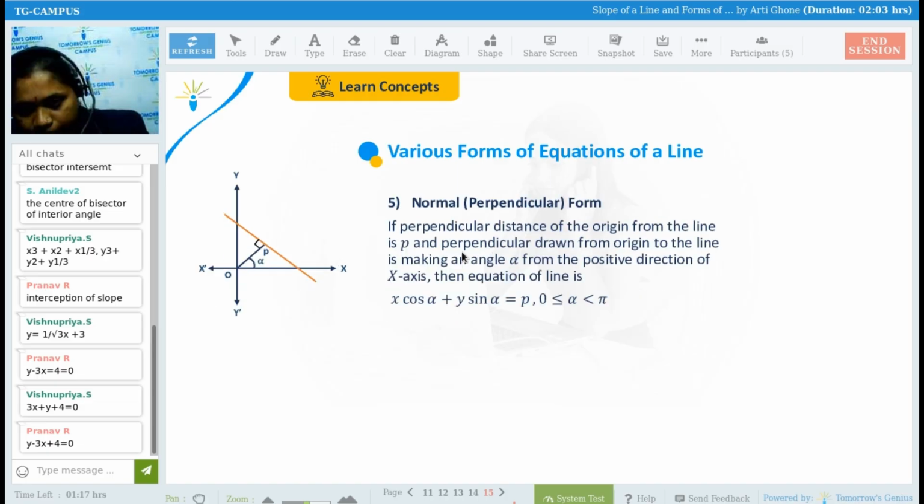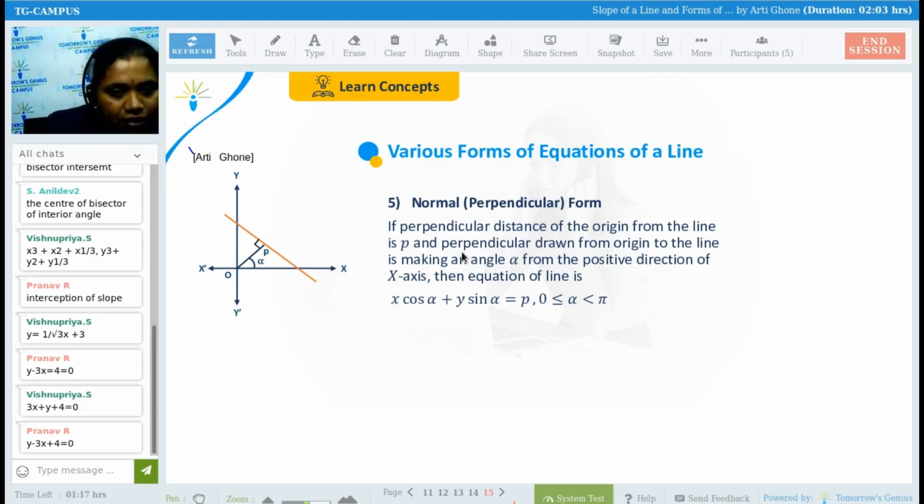Okay. Next one, normal or perpendicular form. Now what is a normal or perpendicular form? Everywhere you will find this kind of form, in every type of conics also. Normal form. What is normal form? When the angle is given, okay, and distance from origin is given. What is this? This is the angle, and this one is the distance of that straight line from origin. Okay.